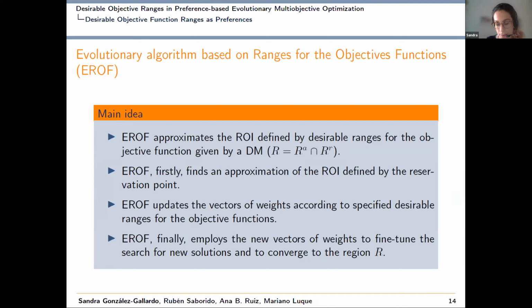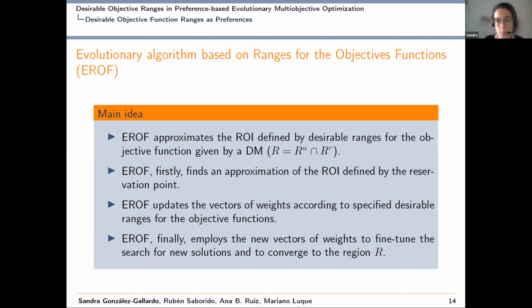Firstly, we internally find an approximation to the region of interest defined by the reservation point. Then we update the weight vector according to the specified desirable ranges for the objective functions. And finally, the algorithm employs the new weight vector and the aspiration point to obtain the final approximation of the region of interest.